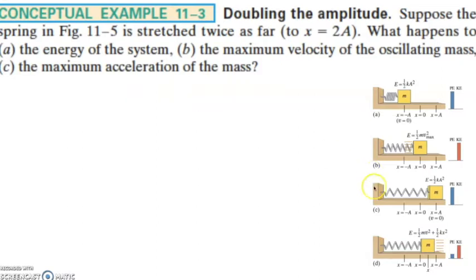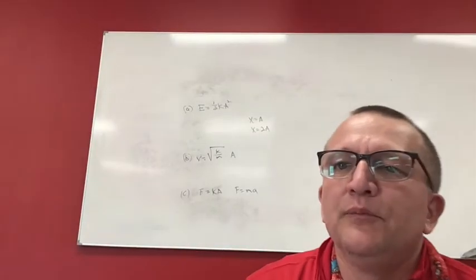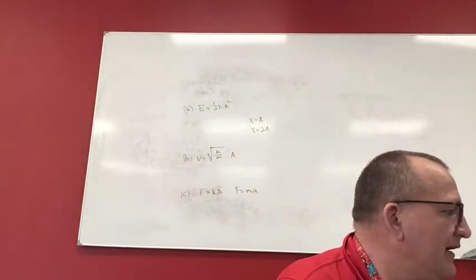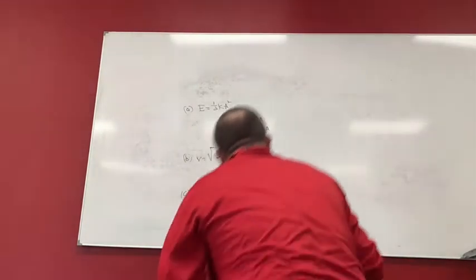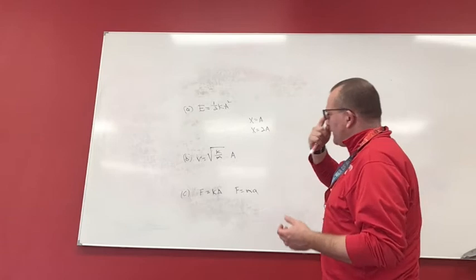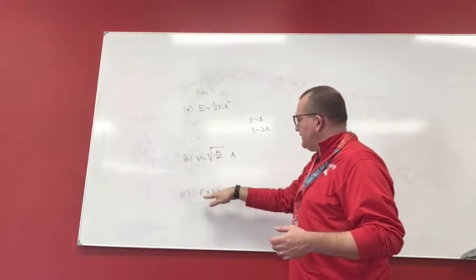Suppose that this spring figure here is stretched twice as far. So x is 2A. What happens to A, the energy, B, the maximum velocity, and C, the maximum acceleration? Do it now. All right, so in this example, the amplitude is going to go, instead of stretching to A, we're going to stretch it to 2A. And so we want to talk about energy, velocity, and acceleration.